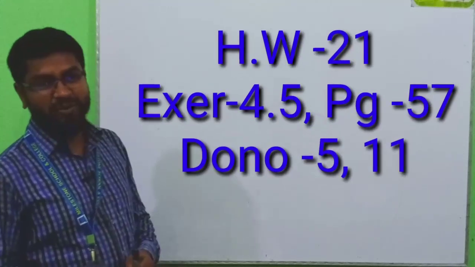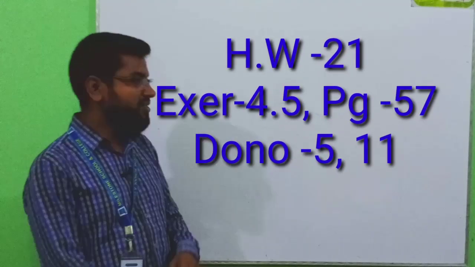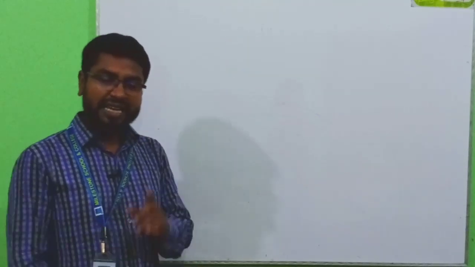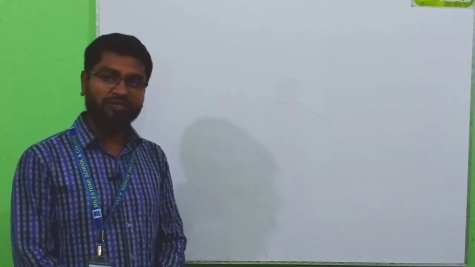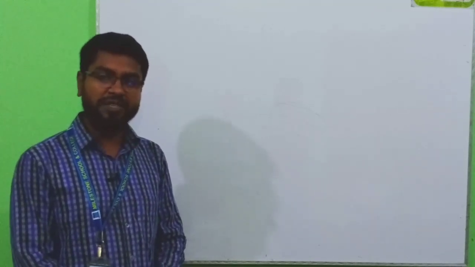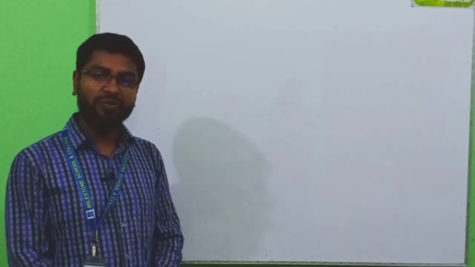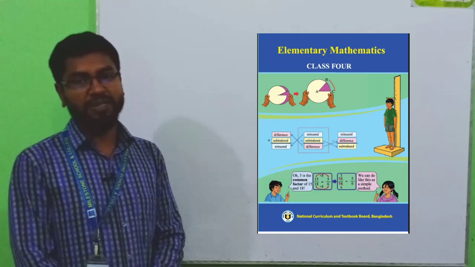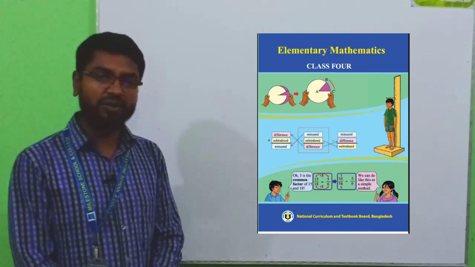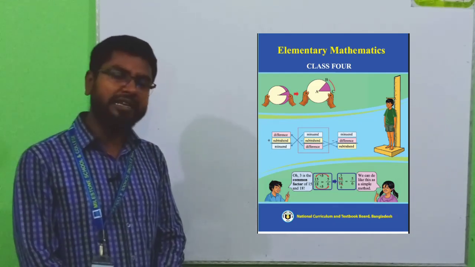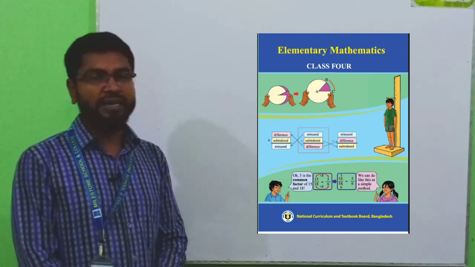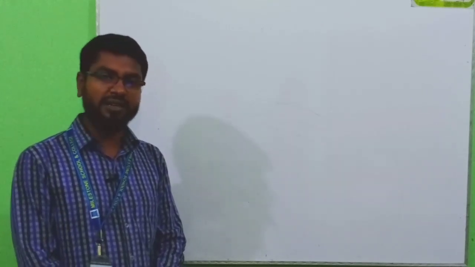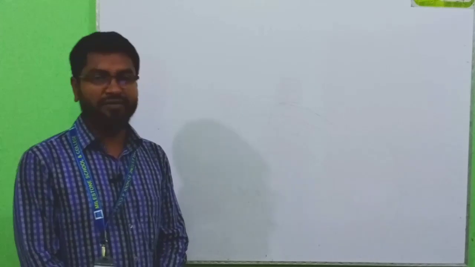Now HW for you. HW number is 21. Exercise 4.5, page number 57. Do number 5 and 11, and you have to submit to us. And if you have any question, any inquiry, you can give us phone call. Any teacher will help you.